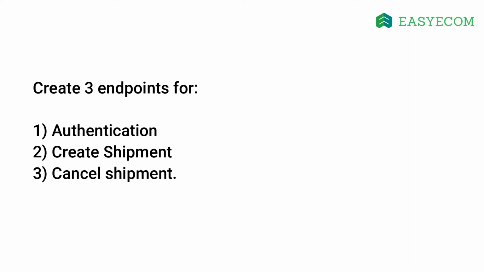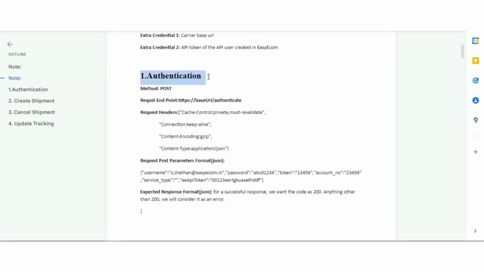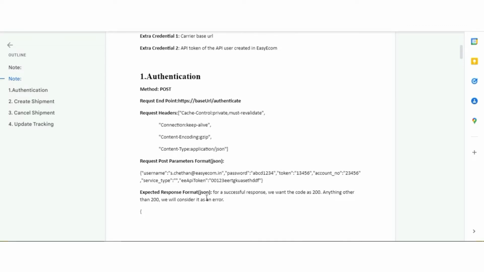The first step of integration is creating the three endpoints for authentication, create shipment, and cancel shipment. Authentication is the first endpoint we hit from our end while integrating the carrier from EasyEcom, and also while assigning a shipment for any order. Once we get 200 response from your end, we will hit the create shipment endpoint. Note that anything other than 200 is an error response.